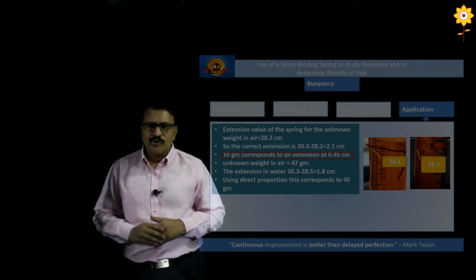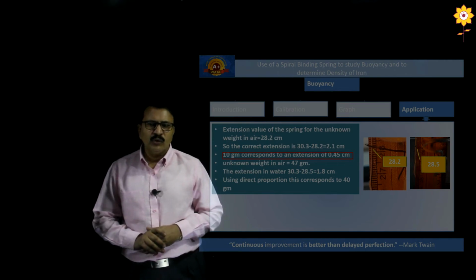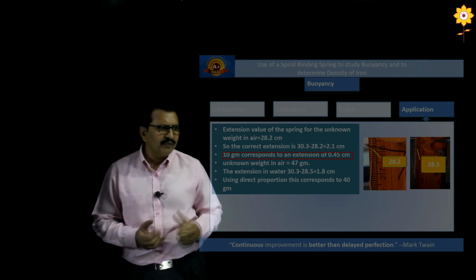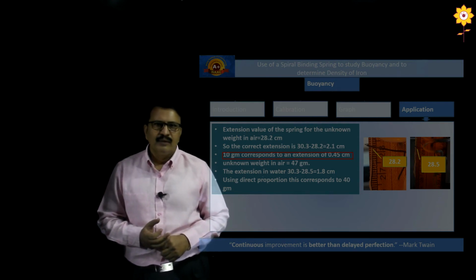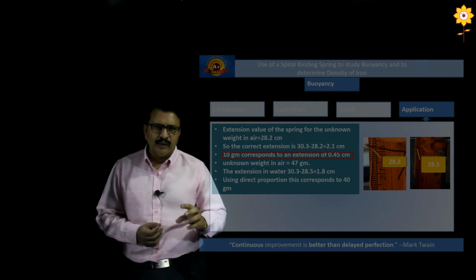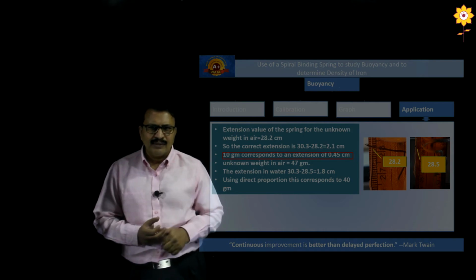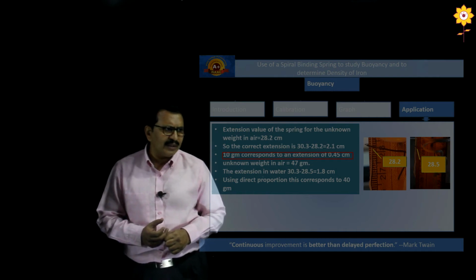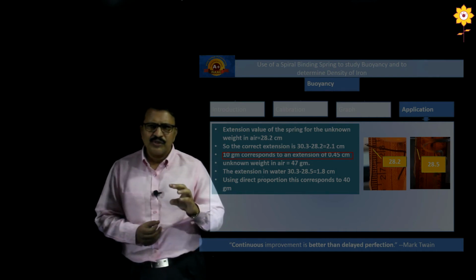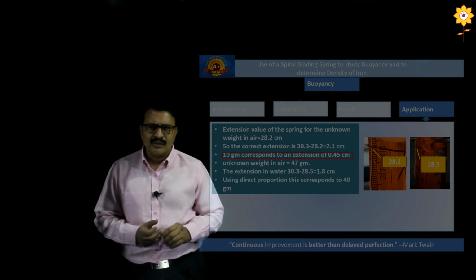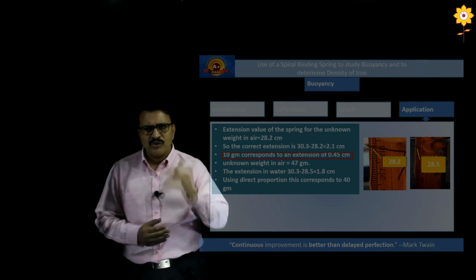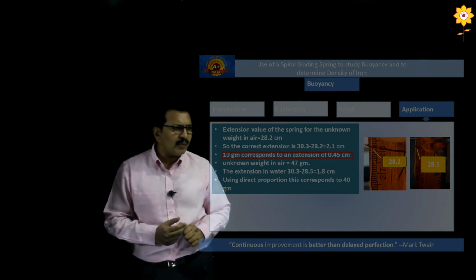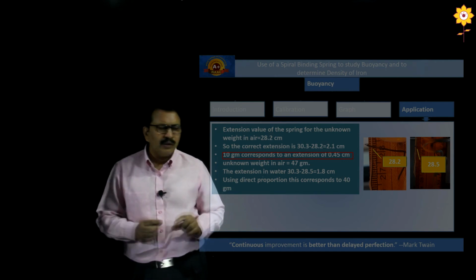Okay, so having watched this particular video, now we go to the details of this particular slide. The first thing that we are looking at is the extension of the spring because of this unknown weight, and we find it to be 28.2 centimeters. Now this extension, as you know, is not the correct extension. We will have to subtract it from the reference value, which is 30.3, and therefore the correct extension comes out to be 2.1 centimeters.